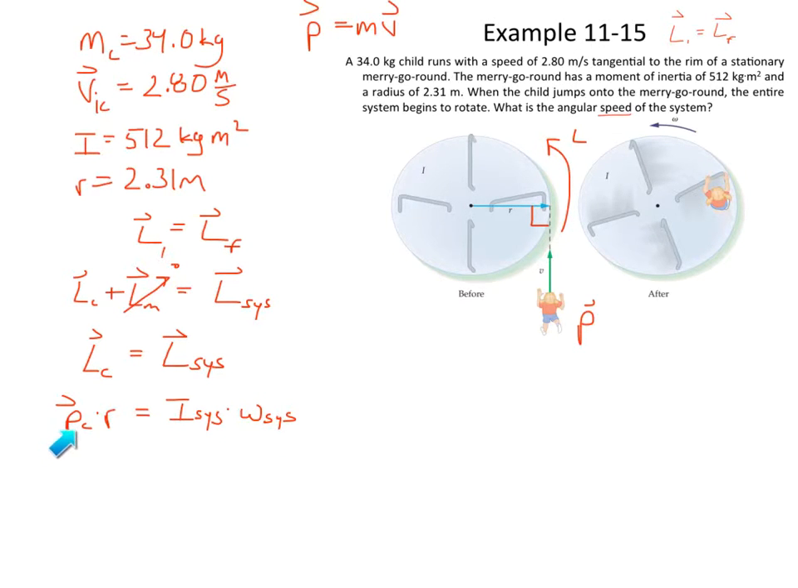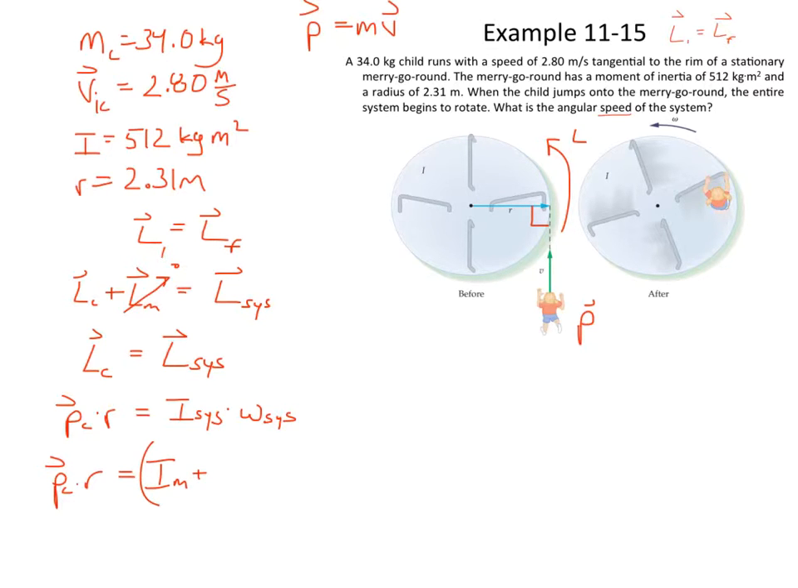And I think we can figure out what the initial momentum of the child is, and we know what the radius is. But what would the moment of inertia of the system be right here? Let's write this out in a little bit more detail and make some sense of it. So that is the linear momentum of the child times the radius equals what? Well, we have the moment of inertia of the merry-go-round, which is 512. In fact, I'm going to write it in general terms. The I of the merry-go-round, which is a value that we're given. Plus, we need to take into account the moment of inertia of the child.